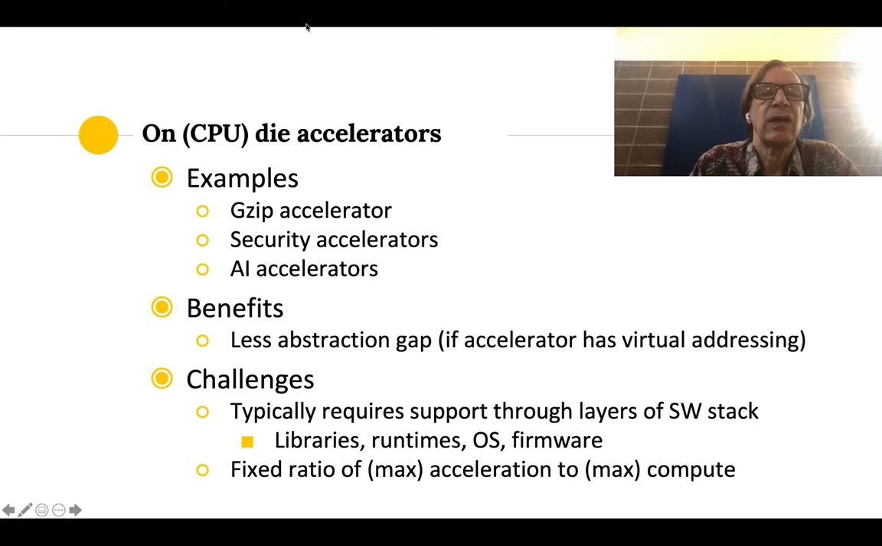If you have an accelerator that you're going to use for storage or network applications, for example, and you have a variety of system configurations, then in some of these system configurations, the acceleration may be over-provisioned, and in others, it may be under-provisioned.